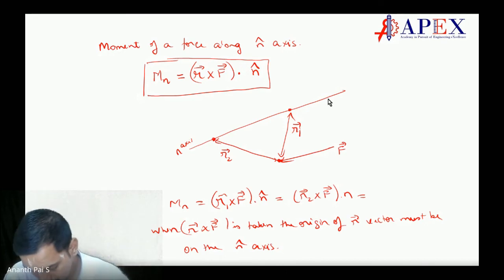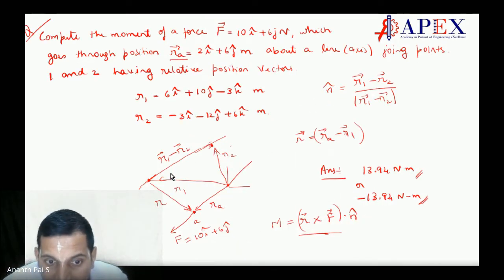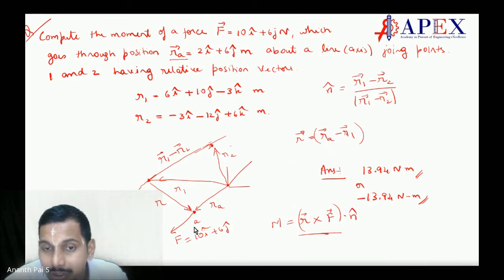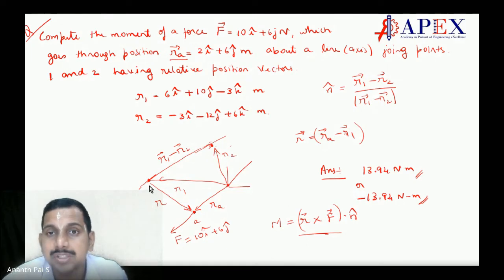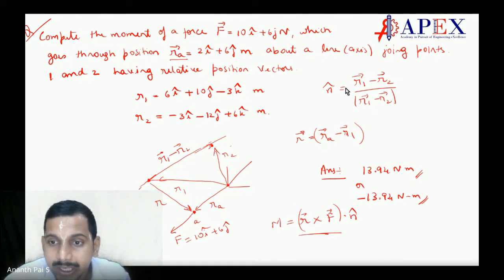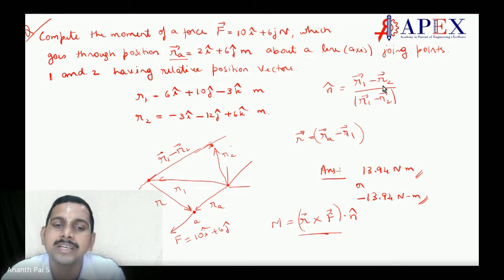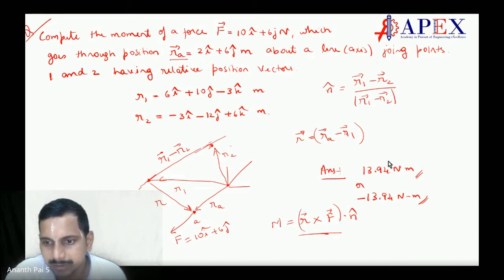Fine. So now what is n here in this case? In this case, n comes from with respect to the origin. This is not the position where the force is acting. With respect to the origin, r1 and r2 are given. So whether you take r1 minus r2 or r2 minus r1, anyhow it can be. That's why I have given two answers.